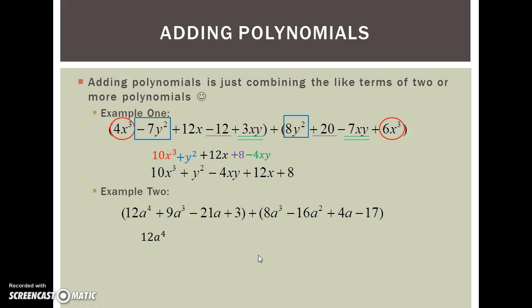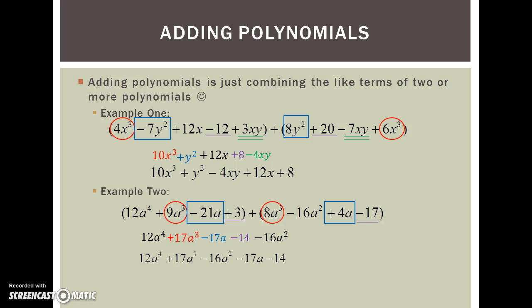In the second example, 12a to the fourth has no like terms. Then we have 9a to the third plus 8a to the third is 17a to the third. Negative 21a and positive 4a is negative 17a. And 3 and negative 17 is negative 14. And then the negative 16a squared also has nothing it combines with, so it's added on. Writing it in descending order, we have 12a to the fourth plus 17a to the third minus 16a squared minus 17a minus 14. So this one has a degree of 4.